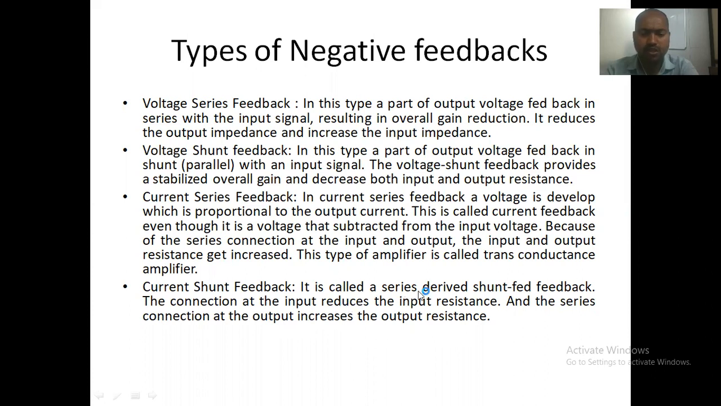Okay, when we use the current shunt type of feedback, the input impedance is reduced, and there is an increase in the output resistance. Okay, these are the things that happen when we use the current shunt type of feedback. These are some of the introductory things with respect to this type of configuration.